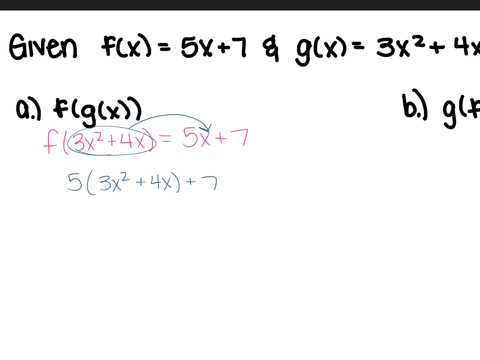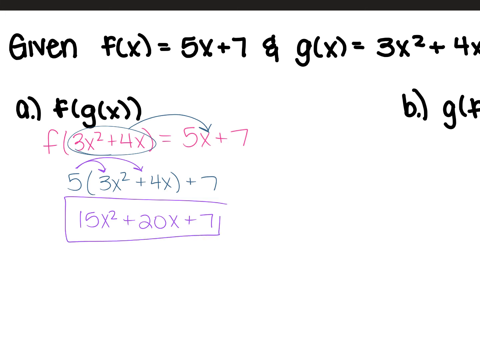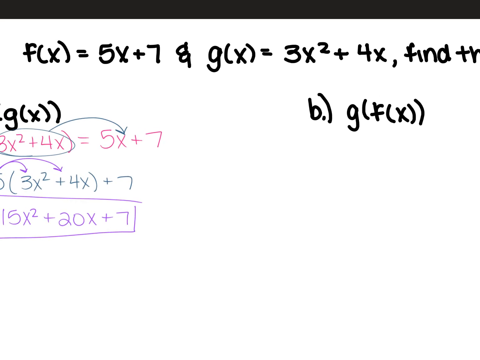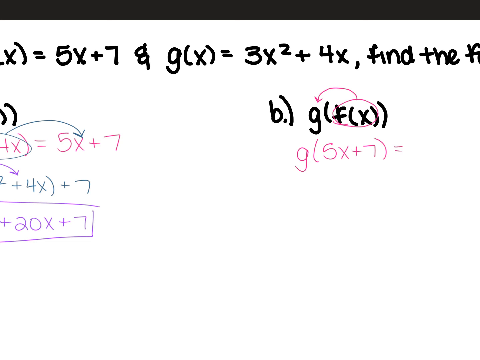From here, we simplify. So 5 times 3x squared is 15x squared. 5 times 4x is 20x. And then we have that plus 7. You do not have any like terms, so you are done with this one. That is your answer. For example B, you have g of f of x. So you're taking f of x, plugging it in for x in g of x. So that means that we're going to find g of 5x plus 7 in 3x squared plus 4x.